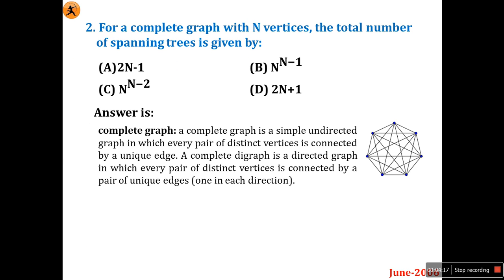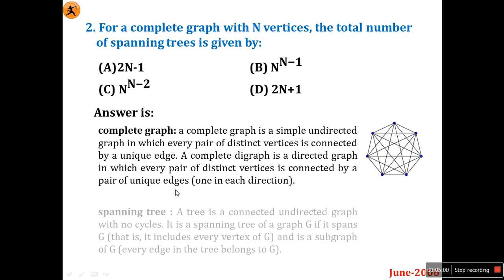What is a complete graph? Complete graph means all the vertices have edges with all the remaining vertices. Every vertex is connected individually with all other vertices. A complete graph is a simple undirected graph in which every pair of distinct vertices is connected by a unique edge. A complete digraph is a directed graph in which every pair of distinct vertices is connected by a pair of unique edges. This is a complete graph.